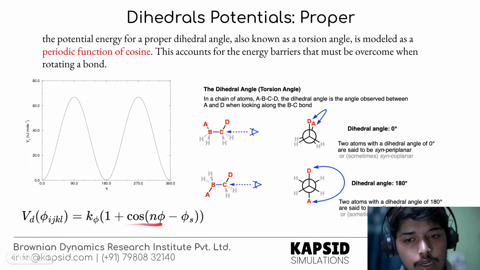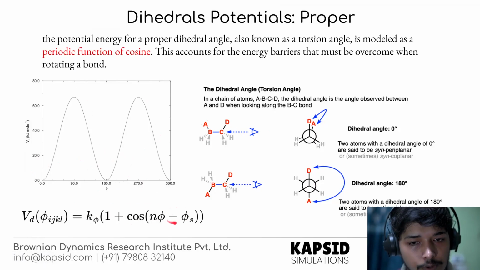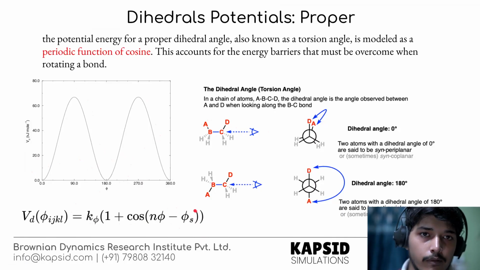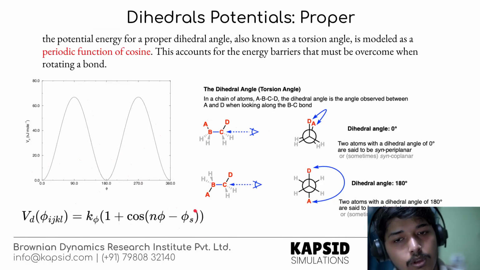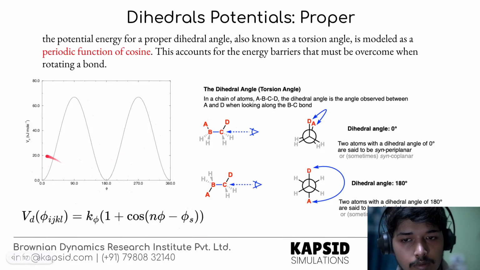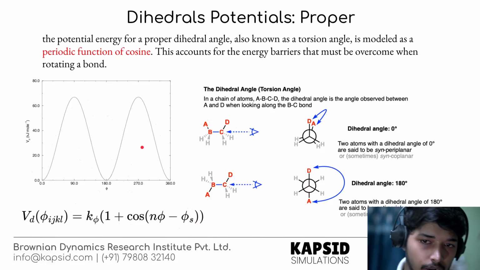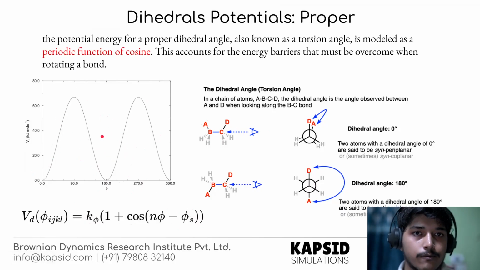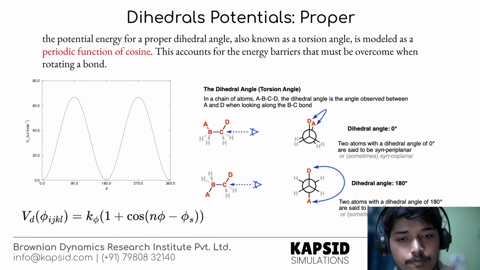If we look closely into the function, there's also a shifter which every pair will have a different value for. So depending on that, the whole curve will be shifted to left or right, and you will have a different kind of potential energy curve for this kind of dihedral torsional angle movements.